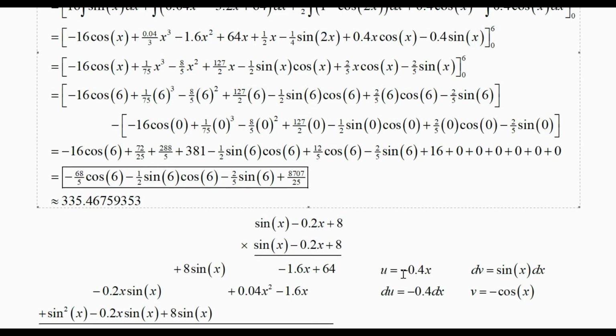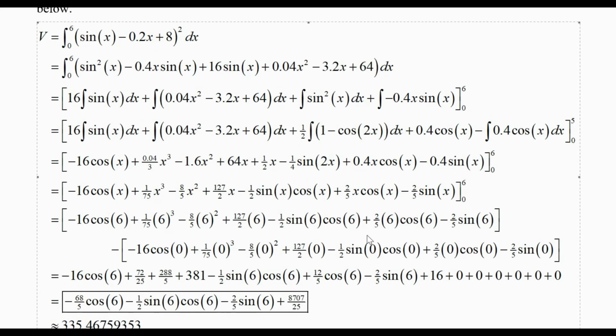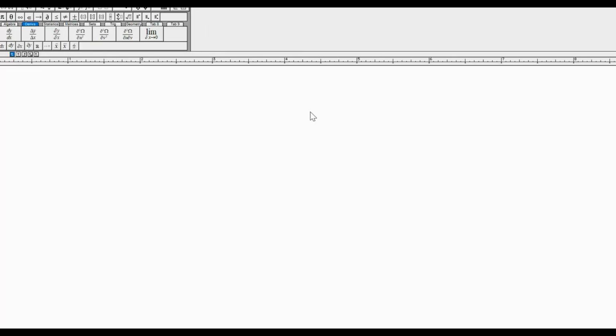I take the derivative of u to get negative 0.4 dx. I take the antiderivative of dv to get v, which is negative cosine of x. The derivative of negative cosine x would be sine x, so that works out. And so when you have the integral of u dv, you get the product across this way, uv, which is going to be positive 0.4x cosine x. Let me fix that.